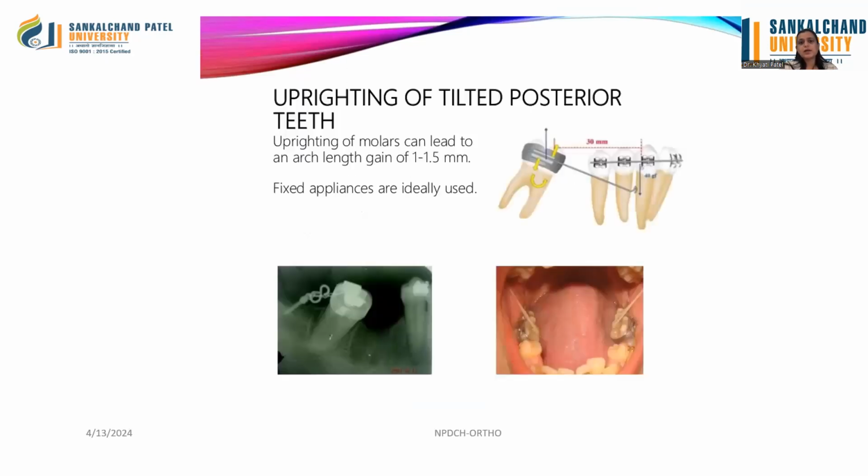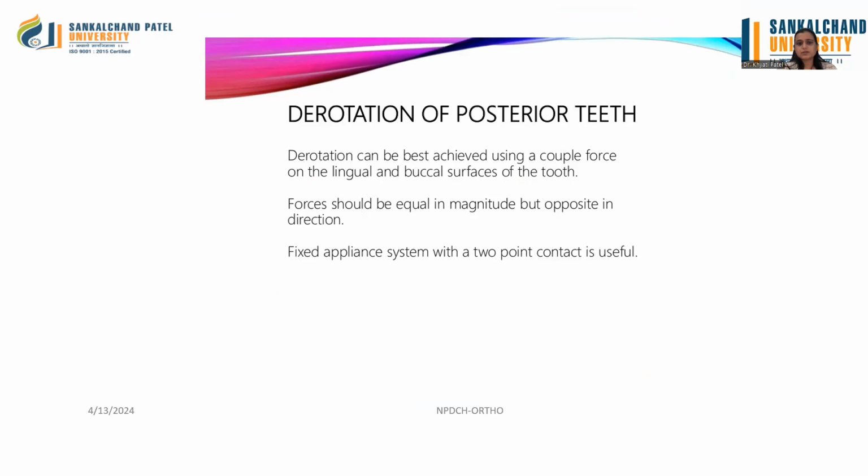Now the last is uprighting of the tilted posterior teeth. With different types of springs and micro-implants, we can upright the posterior teeth, and so we can get the space and give better prosthesis to the patients. So these are the springs.